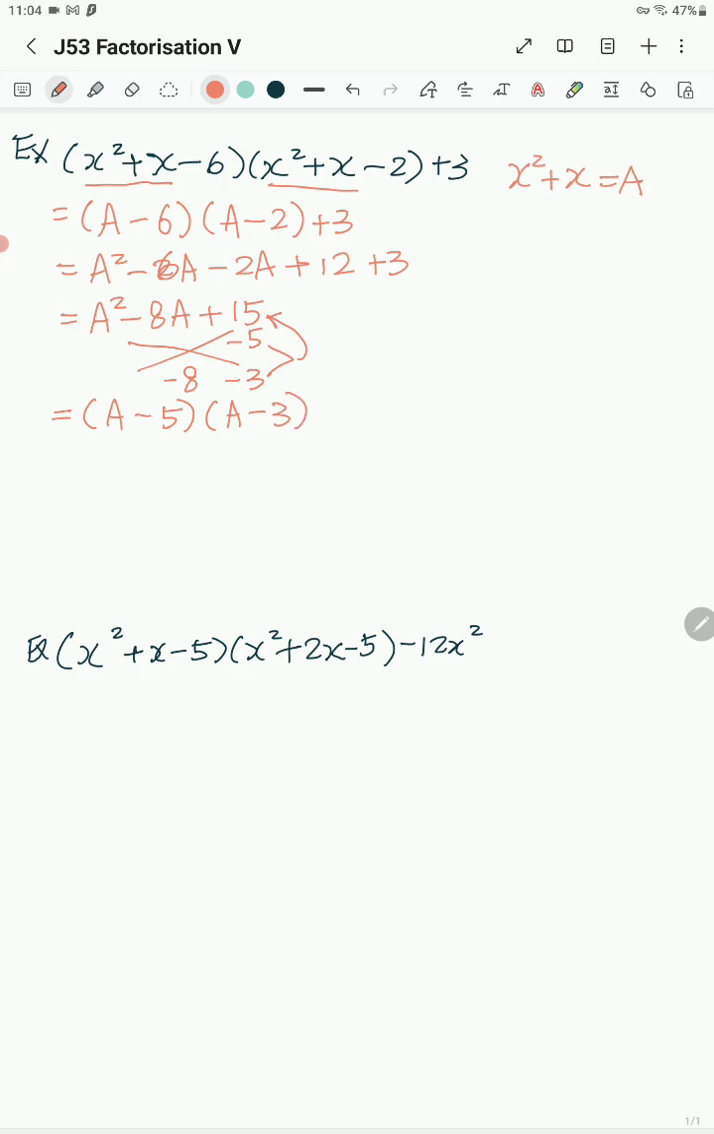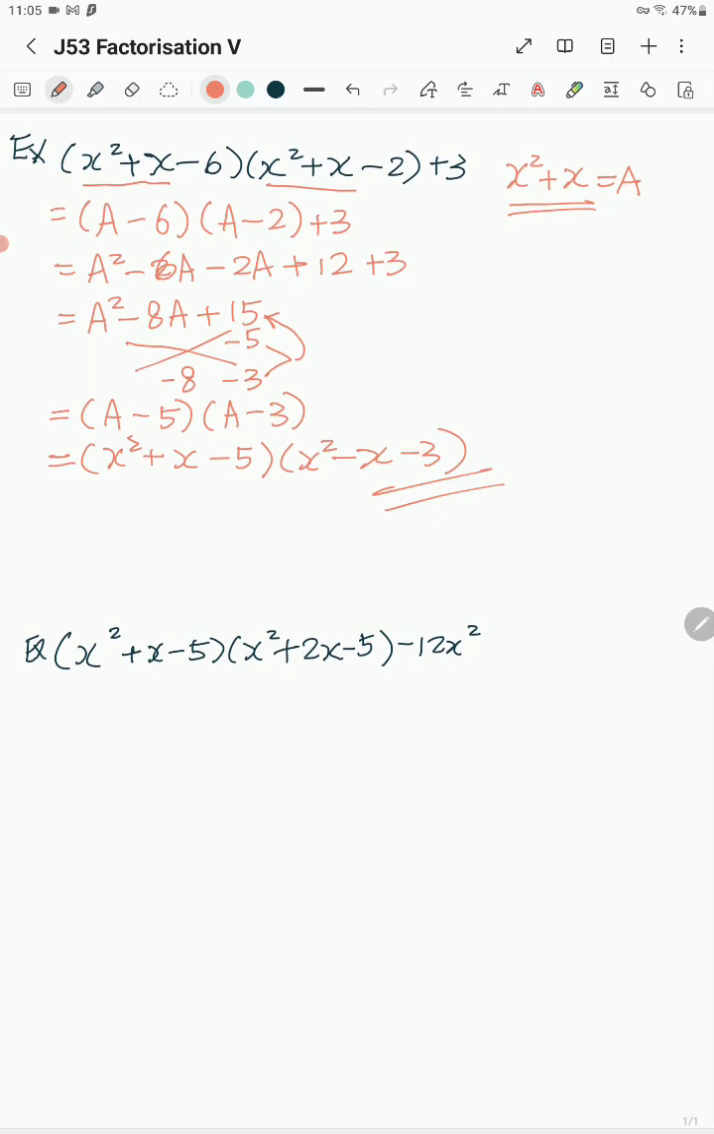Okay, so now the expression is factorized. I put back the original value of a into the expression. Okay, then we have the answer. Let's try to study the example on page 53B.